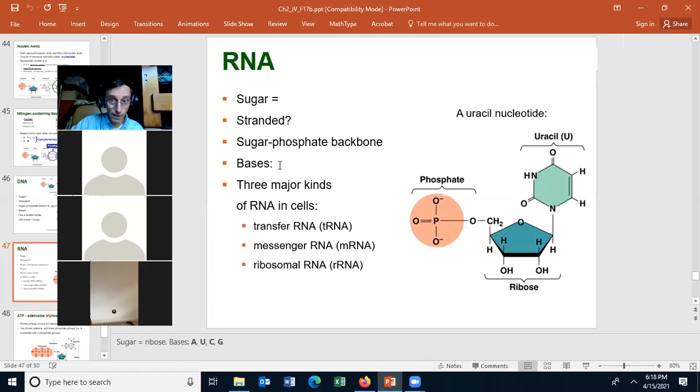And the bases are adenine, guanine, cytosine, and uracil. There are three major kinds of RNA: transfer RNA, called tRNA, messenger RNA, called mRNA, and ribosomal RNA, called rRNA.